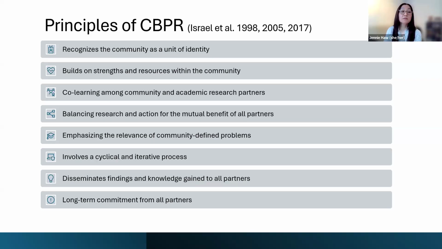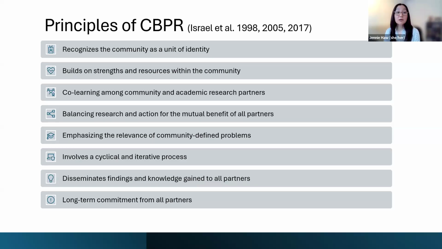Emphasizing the relevance of community-defined problems. Again, this comes back to recognizing the expertise that communities bring to the project, that they are the experts on understanding the needs of their community, what works in their community, and what the challenges are in their community. Next, employing a cyclical and iterative process. This is about developing and sustaining community research partnerships. This principle recognizes that effective partnerships require ongoing engagement and evaluation, that it takes time, and that it requires regular meetings, open dialogue, and shared decision-making.